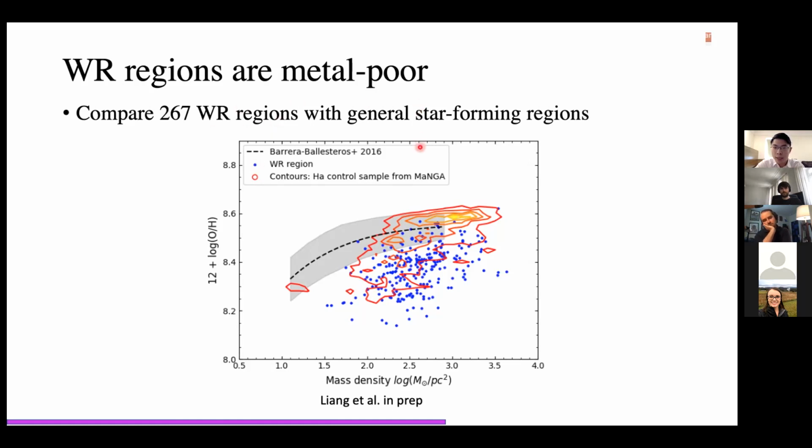And this is already a hint that we can find more WR regions in the metal poor environments than in the general metallicity environments. This might provide a hint for the initial mass function, where we can see more WR regions or more high mass stars in the low metallicity environments, which means flatter IMF at low metallicity. But this is just a very qualitative analysis, and we will move on to some quantitative analysis later.